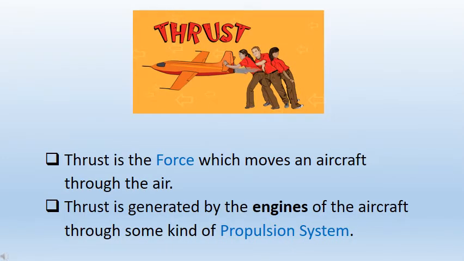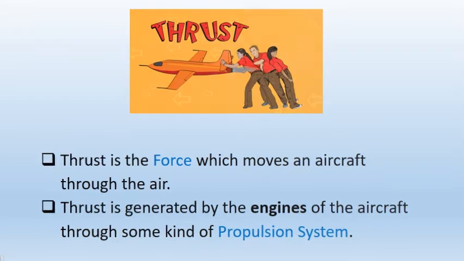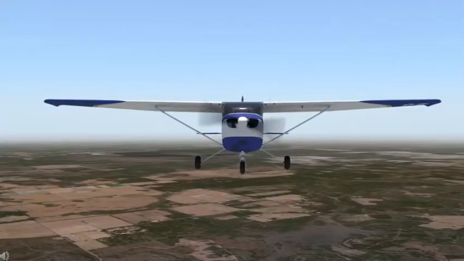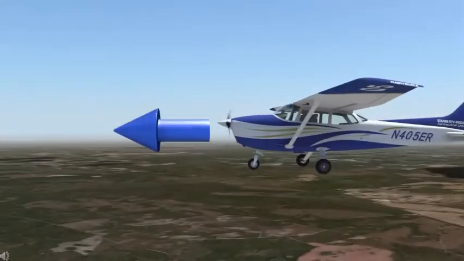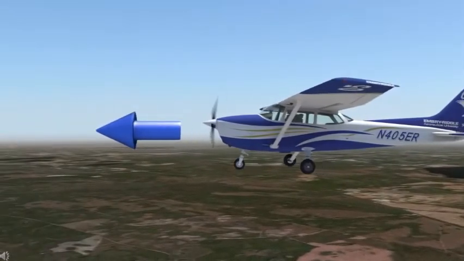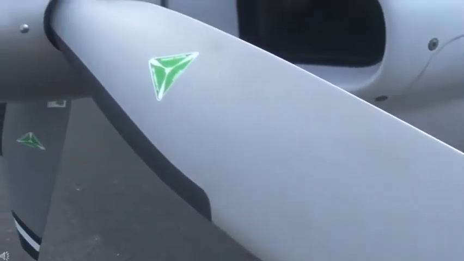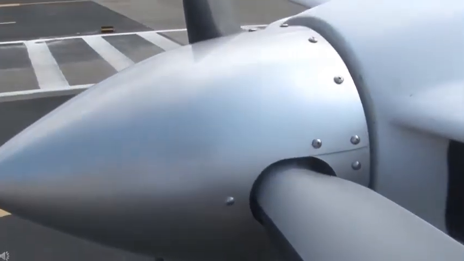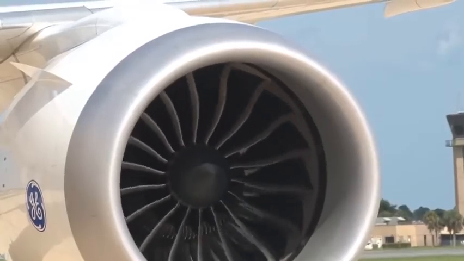Thrust is the force which moves an aircraft through the air, which is generated by the engines of the aircraft through some kind of propulsion system. Thrust is the forward force acting opposite to the drag. It propels the airplane through the air. Generally, aeroplane thrust is generated by the propeller. Larger jets get their thrust from the turbine engines.